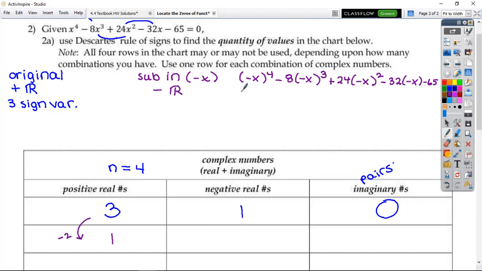Okay, so I have x to the 4th. This is going to become negative, multiplied by a negative would go positive. And then another positive, and then another positive. And then we have minus 65. So how many sign variations here? So just one? Just one sign variation. So we have one sign variation.